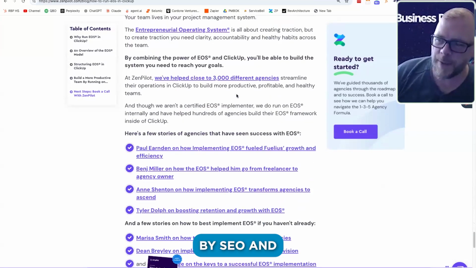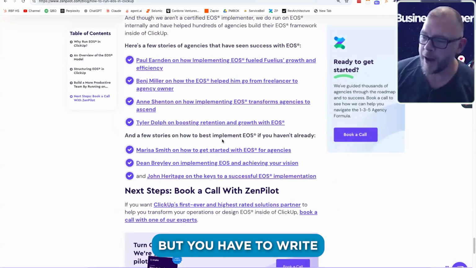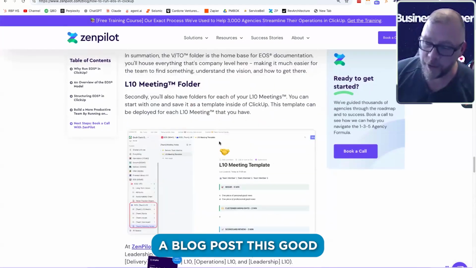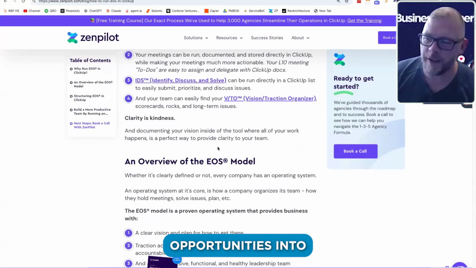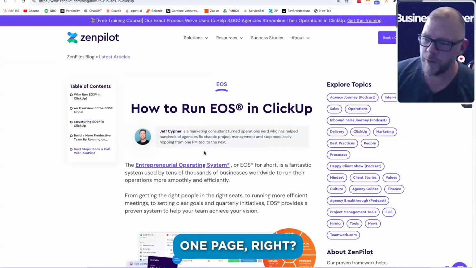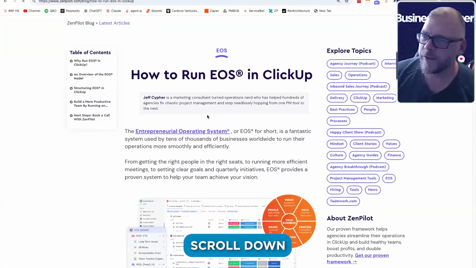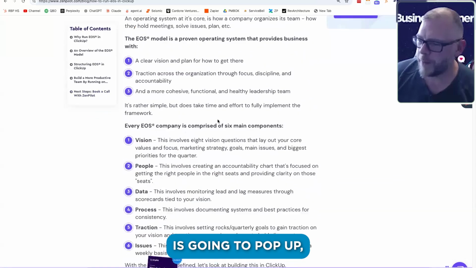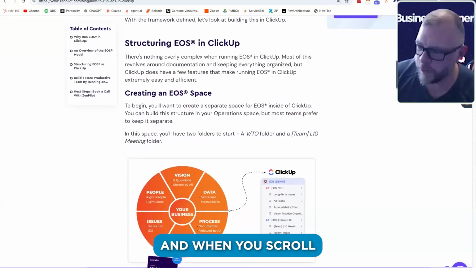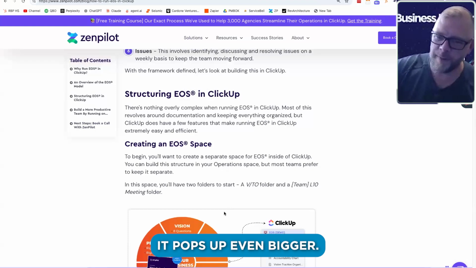But this is what I mean by SEO and CRO at the same time. But you have to write a blog post this good to fit 8 conversion opportunities into one page, right? You have to program this so that when you scroll down a certain amount, that thing is going to pop up. And you have to scroll a certain amount, and then when you scroll up, this thing pops up. And on first load, it pops up even bigger.